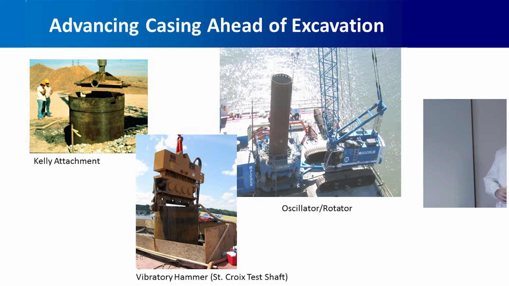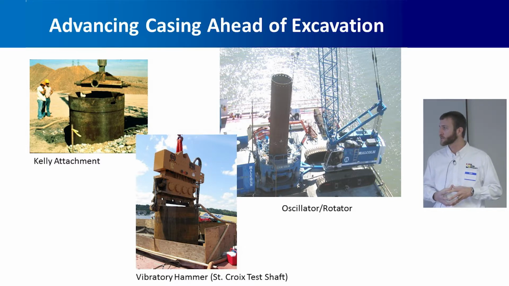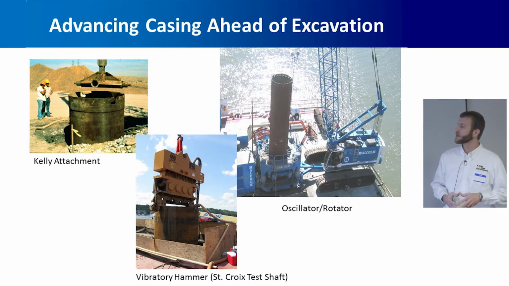It's kind of a specialty way, with a machine called an oscillator or a rotator. You have to use special thick segmental casing with this, and it basically grabs the casing and twists it in, and it can go through very difficult materials. So, for example, if you have to advance a casing through a hard layer, but then there's a loose layer below that that you need to stabilize, you might use segmental casing for that scenario.